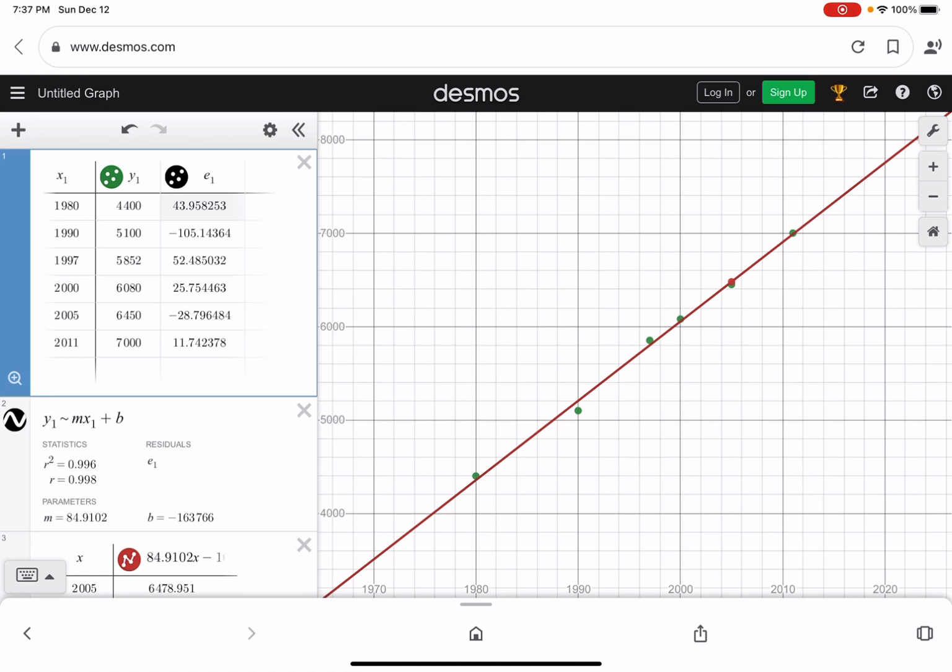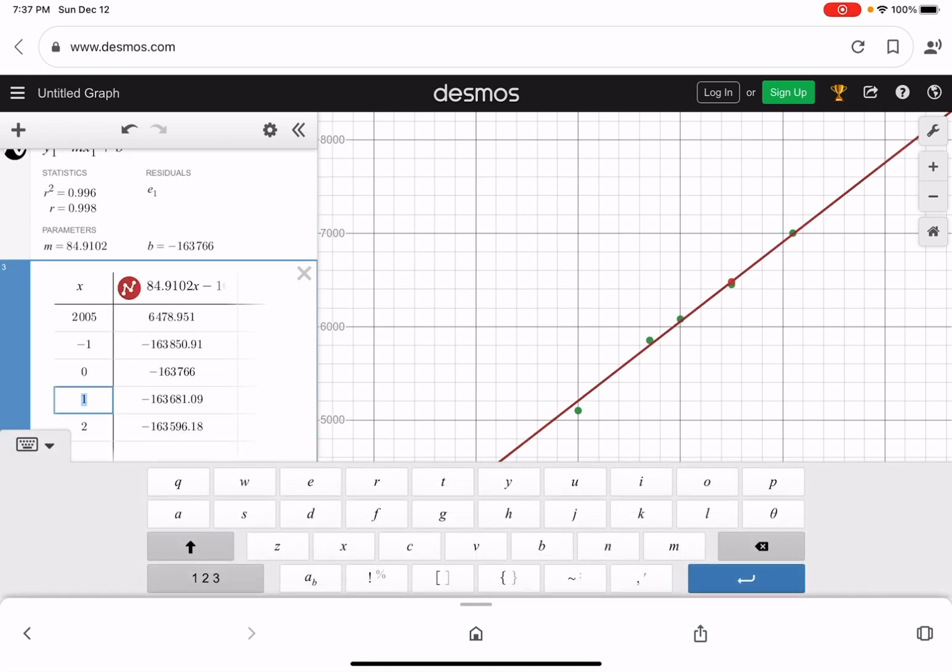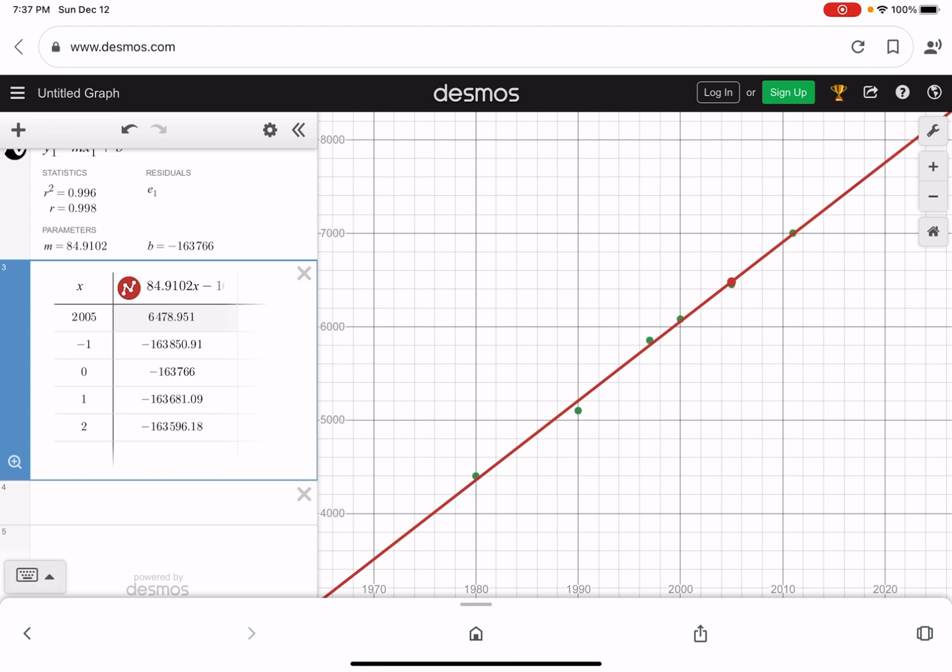So these numbers in the E1 column are the residual values for that year. So go down to 2005, and the residual value is negative 28.79, and so on. So you should find that negative 28.79, and so on, is your residual value for the year 2005. You should also find that if you use the by hand method and take the actual value minus the predicted value that we found down here.